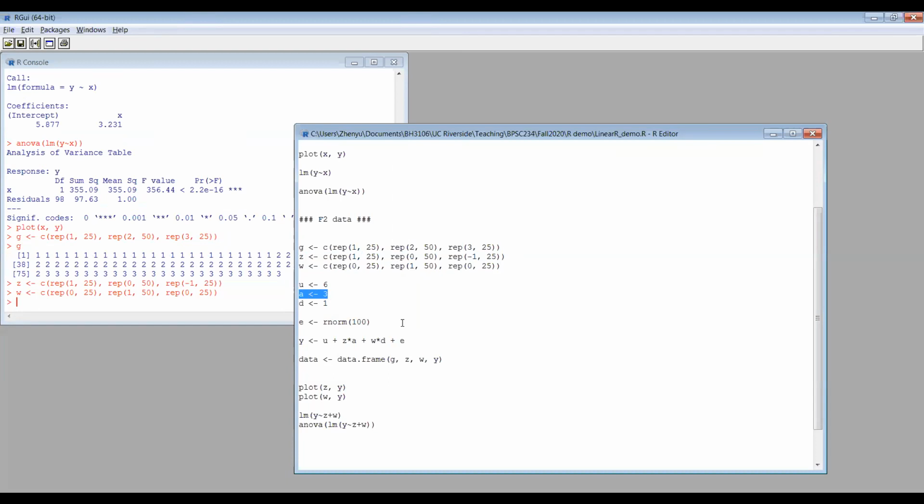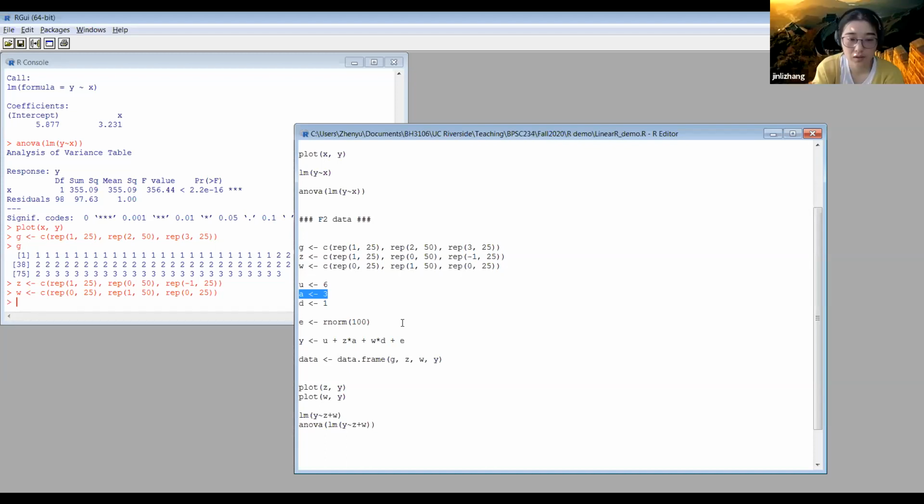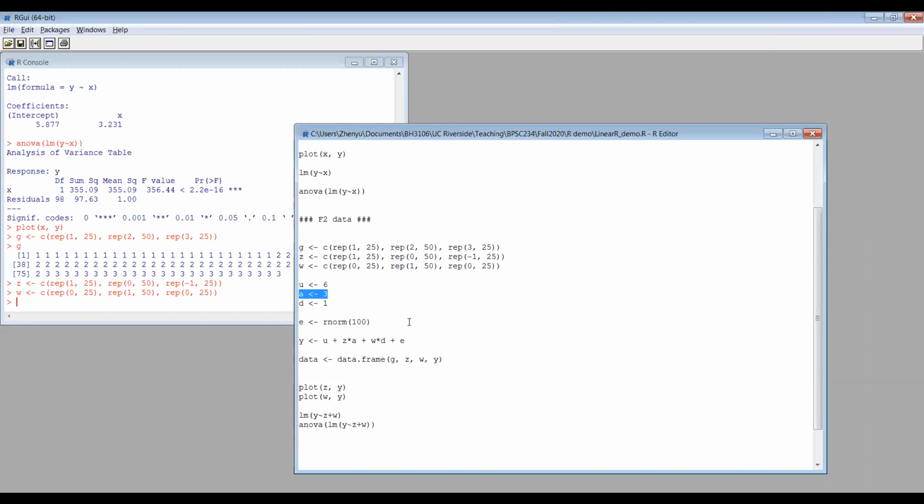equal 3. So can anyone tell me what is the expected phenotypic value for G11 based on this? G11 is the highest one. G11 equals the midpoint plus the additive effect, right? 9. Yes, 9. How about the G22? 3. Yes, very good. Thank you.